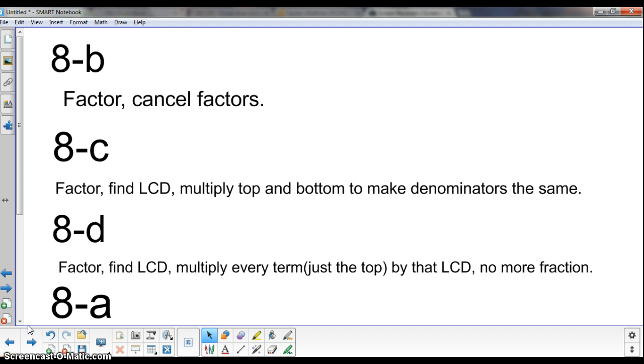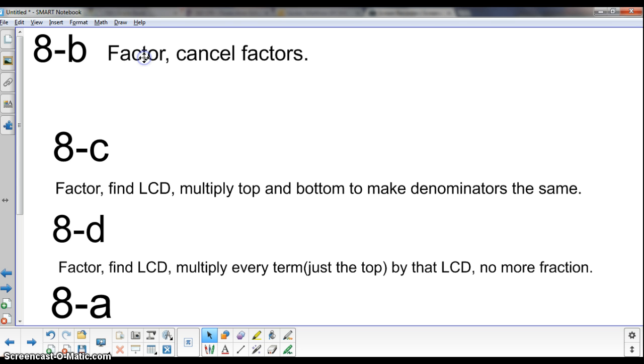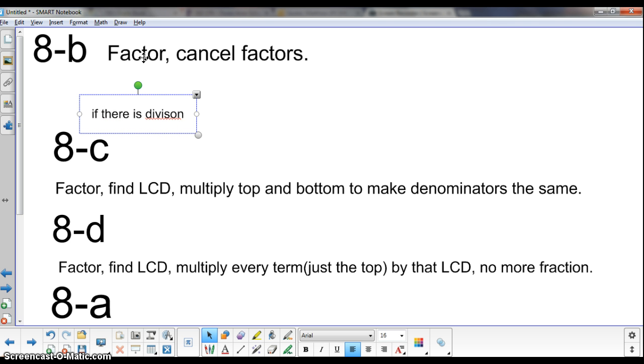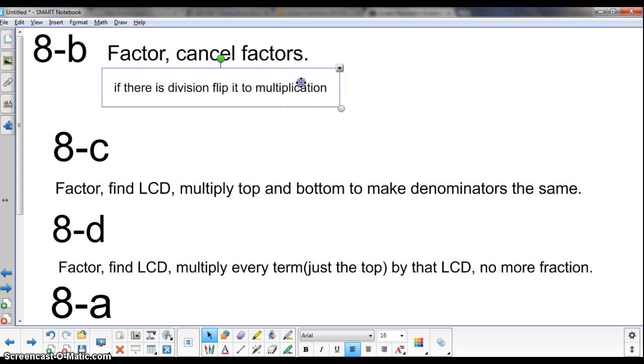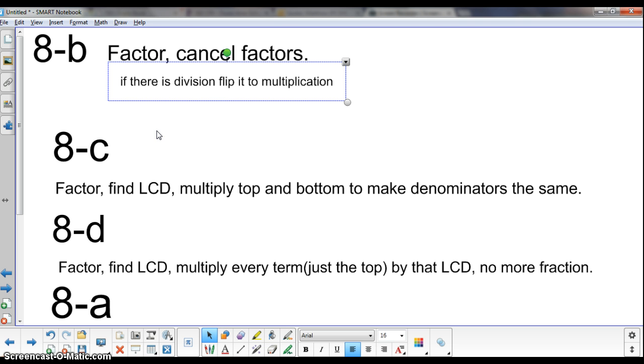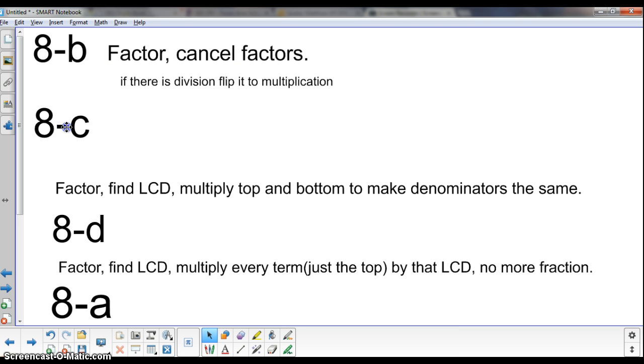All right, let's go through these. 8b, you're just multiplying rational expressions. So all you need to do is factor, and then you need to cancel factors. Now there is one catch. If there is division, flip it to multiplication. All right, so keep that in mind. If there's ever division, you have to multiply by the reciprocal.